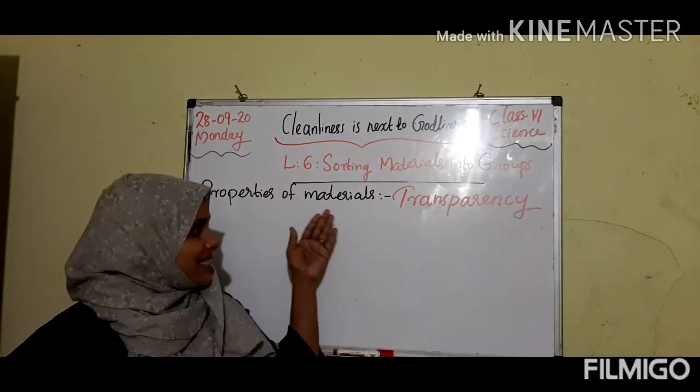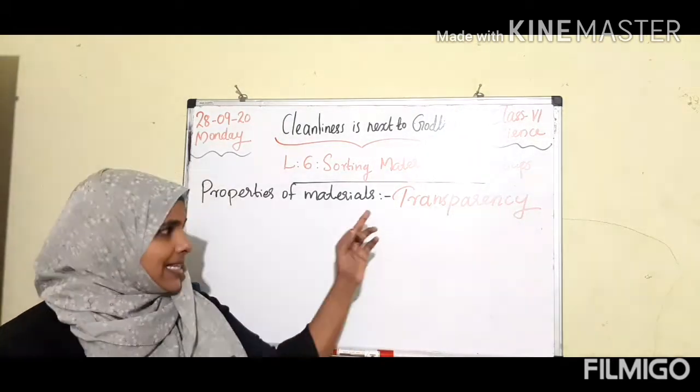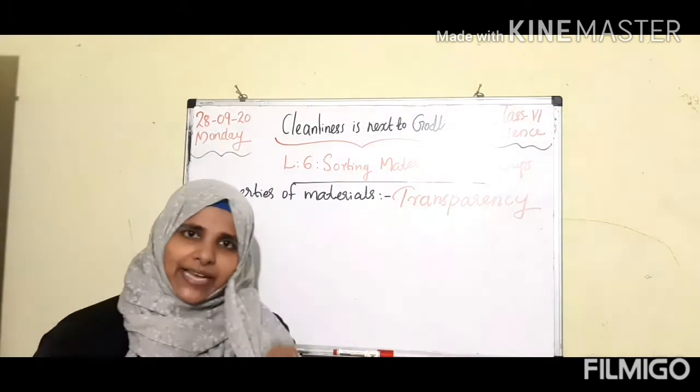So dear children, next I am going to teach you about the last property. That is, the last property of material is transparency. We can check this property with some experiments.